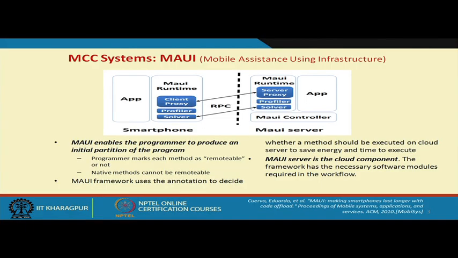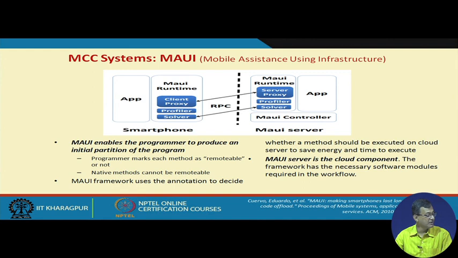So, this is one of the works referred to in this paper: mobile assistance using infrastructure, right. It is one form of MCC. MAUI enables the programmer to produce an initial partition of the program. The programmer marks each method as remotable or not, that means whether it is remote or local. Native methods cannot be remotable, which need to be done on the device itself.